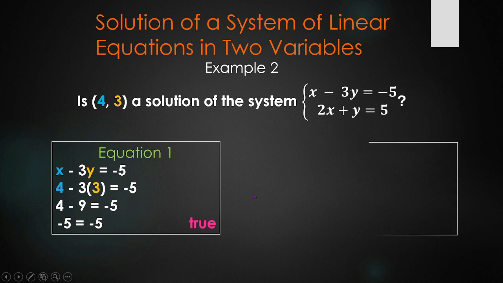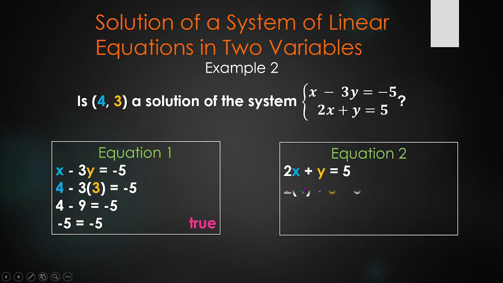Let us have the second equation. Equation 2 is 2x plus y equals 5. So again, we will substitute 4 to x and 3 to y. Then perform the operation. We multiply first before we add. So 2 times 4 is 8. Then we add 3. So we have the equation 8 plus 3 equals 5. What is 8 plus 3? The answer is 11. So we have the statement 11 equals 5. Is this statement true? Of course not. The statement is false.